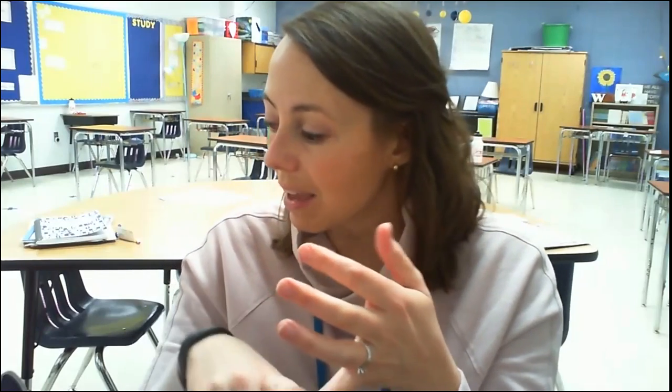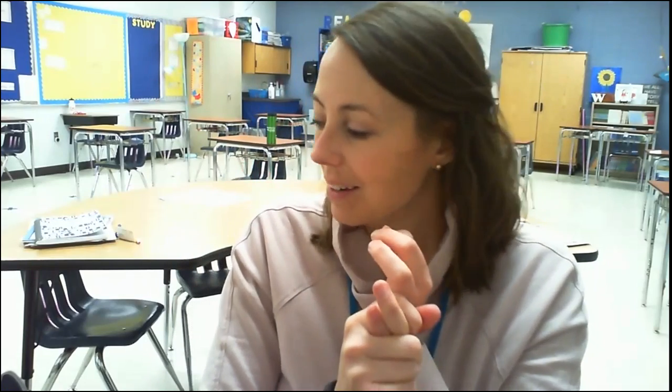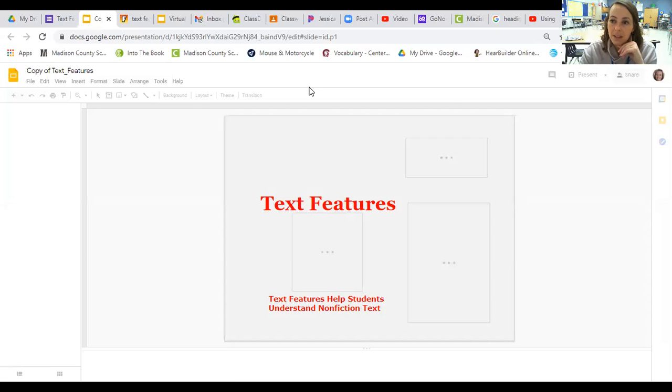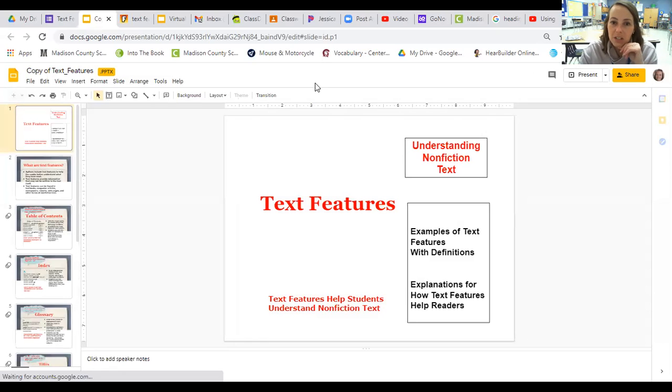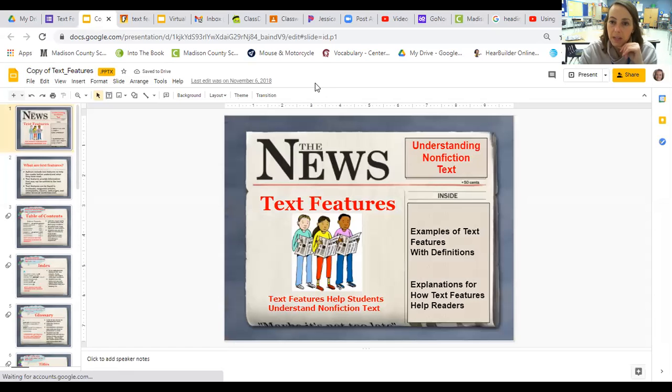So what we're going to do today is we're going to look at some examples of text features together. I have a vocabulary that I want to show you guys on text features. It's really, really good. And then we're going to go through your assignment agenda for this week and look in your iReady book at what it is that you are going to be working on independently. So we're going to start with our slideshow. I'm going to go through just some different examples of text features. Guys, I know that you have seen these before as you've been reading. You probably just didn't know what they were called. So that's our goal for this week, is just to be able to identify these text features in the text.